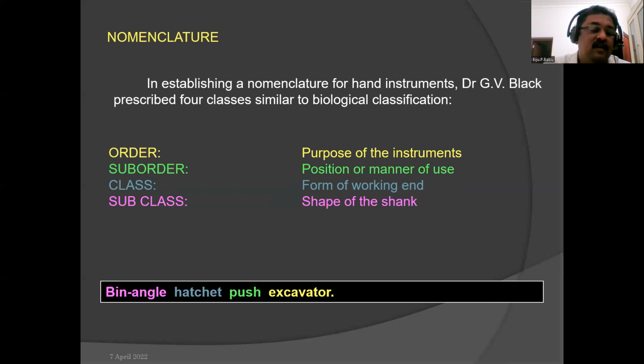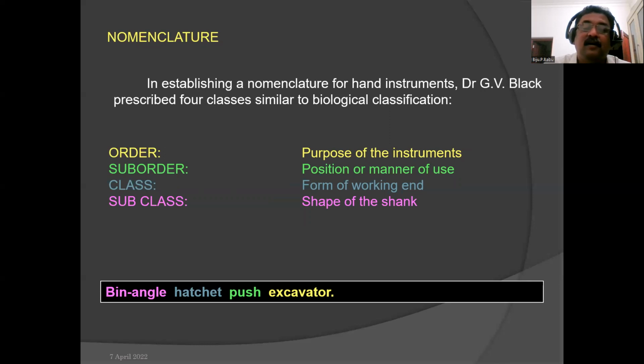You specify it in the beginning. That is, whether it is a mono angle, a binangle instrument, or a triple angle instrument, you write it at the front. Then the class you denote in the second position, that is the form of the working end, whether it is a hatchet or a hoe. So, binangle hatchet.